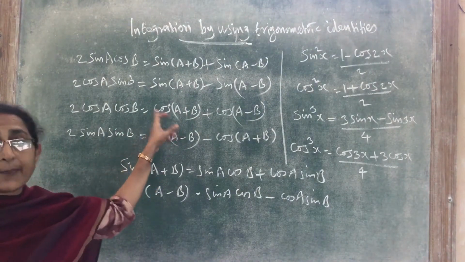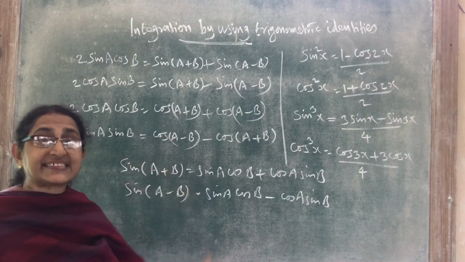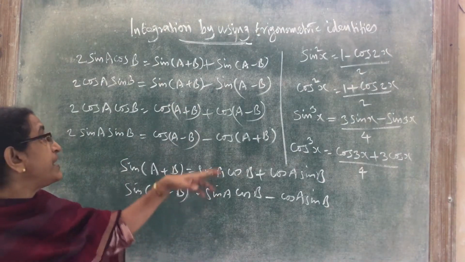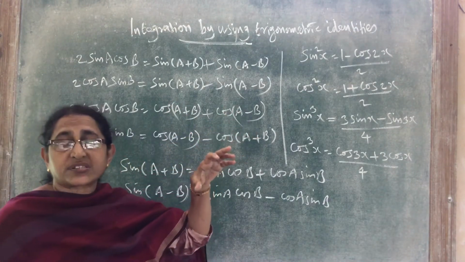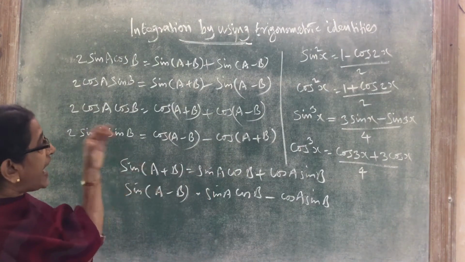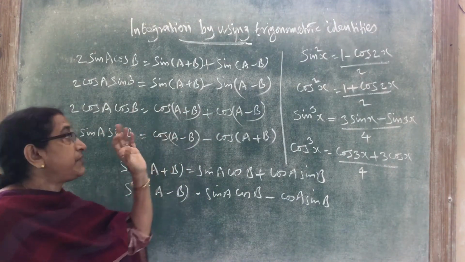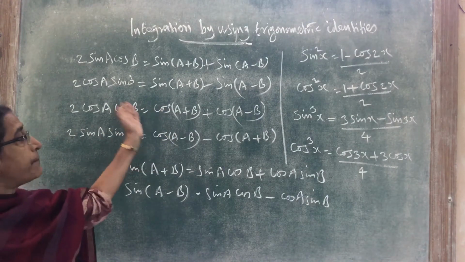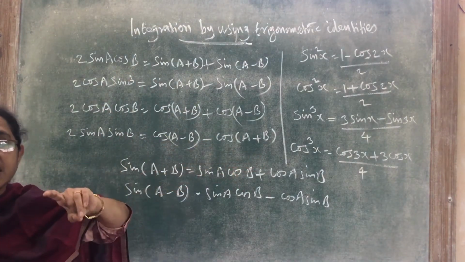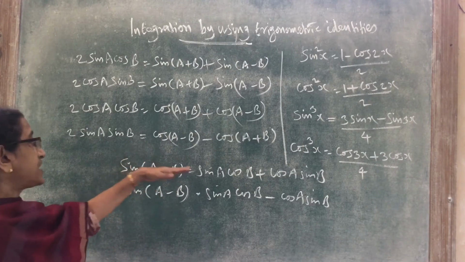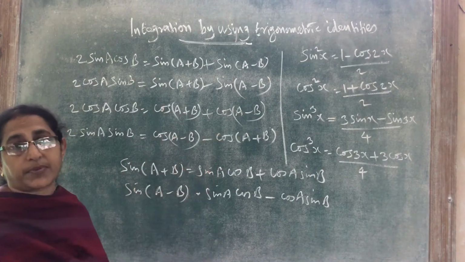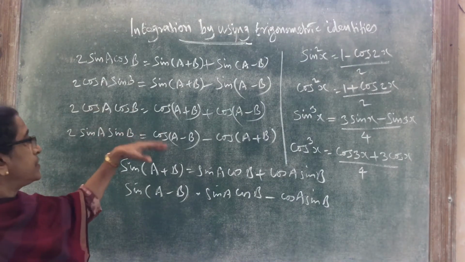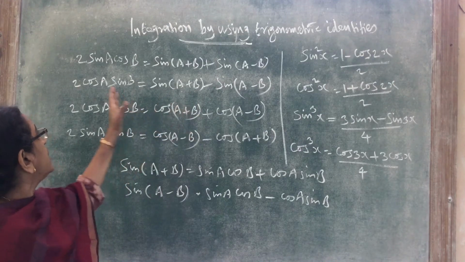Similarly, what is cos(A+B)? Cos(A+B) is cos A cos B − sin A sin B. And cos(A−B) is cos A cos B + sin A sin B. So when we add cos(A+B) and cos(A−B), we get 2 cos A cos B. And when we subtract cos(A+B) − cos(A−B), we get a minus. To avoid that minus, we subtract cos(A−B) − cos(A+B). So we get only positive 2 sin A sin B. Using this simplification only, we get this formula.